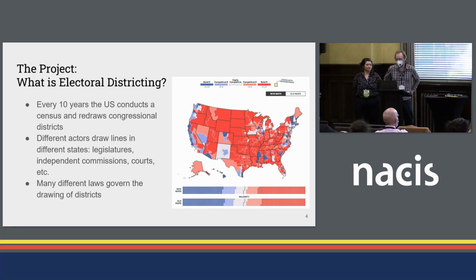Right, so I'm not going to spend a huge amount of time here, but every 10 years, the US conducts a census because our Constitution says we have to. Different actors draw lines in different states, which is where this gets kind of winky: you have legislatures in some states, independent commissions in others, courts get involved often. Sometimes special masters get appointed, which is a fantastic title that someday I hope to hold. Laws across the states differ broadly. And so the outcomes will also differ broadly as well.